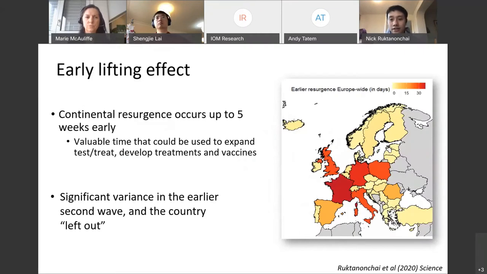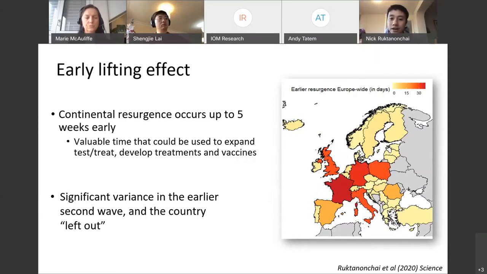On the other end of it, we looked at the lifting: what happens if one country lifts their NPIs early? And we found that it had a really dramatic impact on continental resurgence. If certain countries lifted their lockdowns early, it could cause resurgence across the entire continent up to 5 weeks early. And this is obviously valuable time. It could be used to expand test and treat strategies as well as vaccine rollout. It's critical for that.